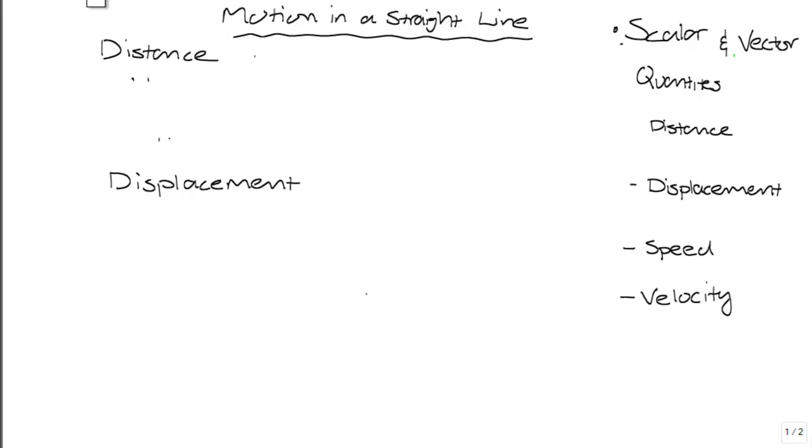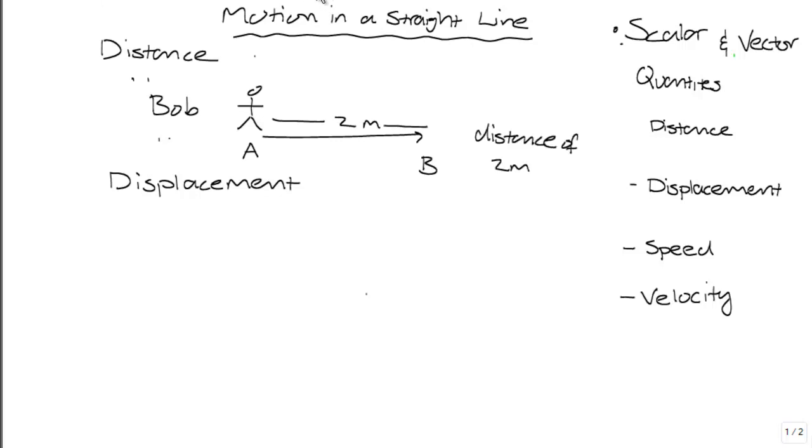For example, if Bob, this stick figure, starts off at location A and walks 2 meters over to the right, or in any particular direction, because like I said, this is a scalar quantity, and we're not really interested in the direction per se. And he walks that 2 meters. So the distance that is covered is 2 meters.